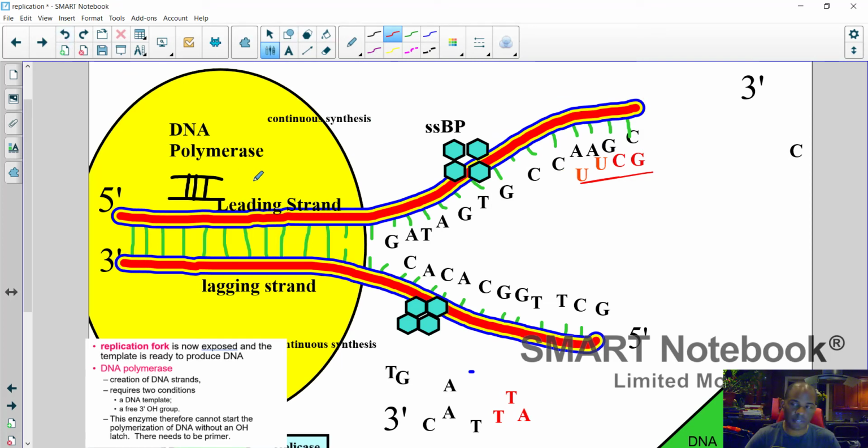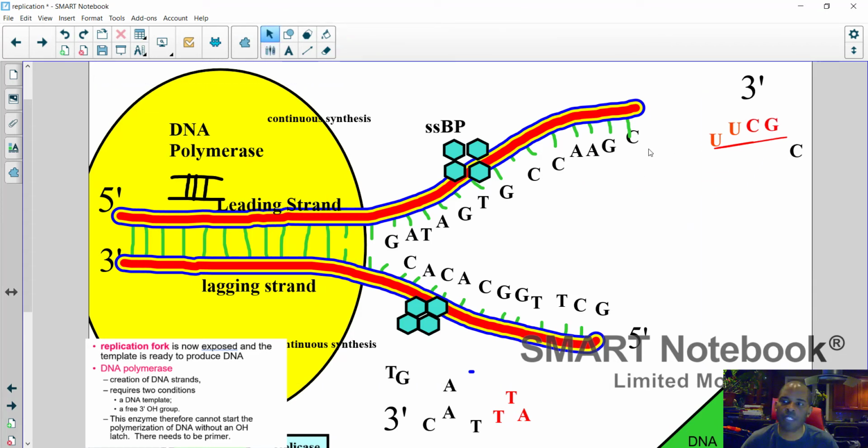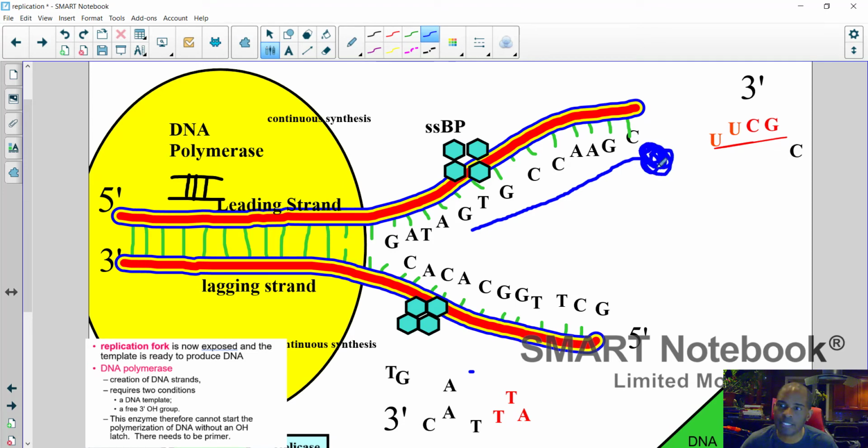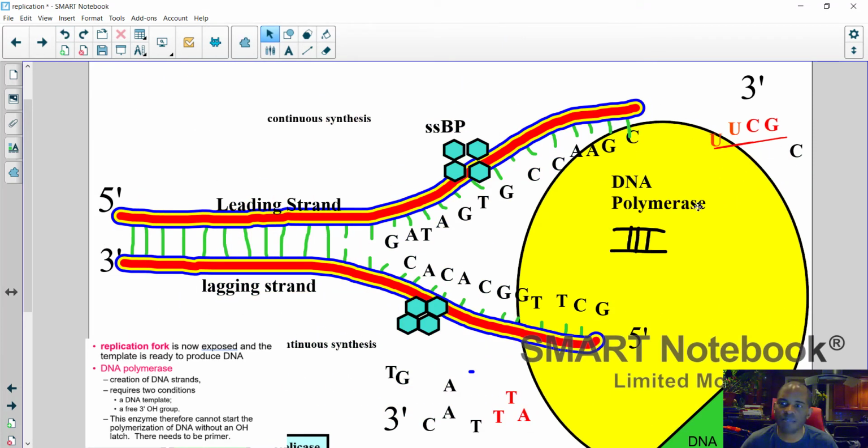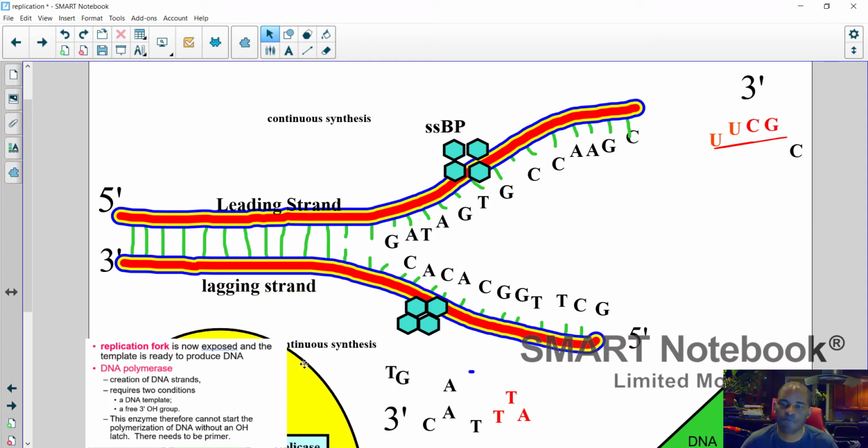Is there a free 3' end? Right? Is there a free 3' end? So when I take a look at this DNA, we want to make a brand new DNA right here. So for me to make a brand new DNA with all the little nitrogen bases, all the nucleotides that are being added, I need a free 3' end right here. And as you can see, there is none. So because there's no free 3' end, the DNA polymerase can't start, it can't latch on.